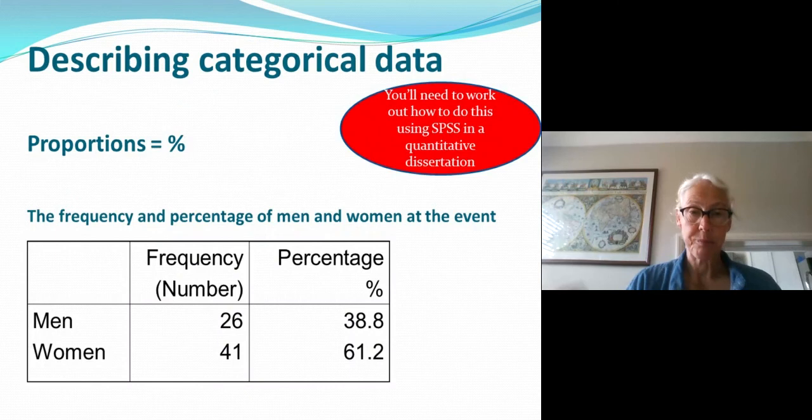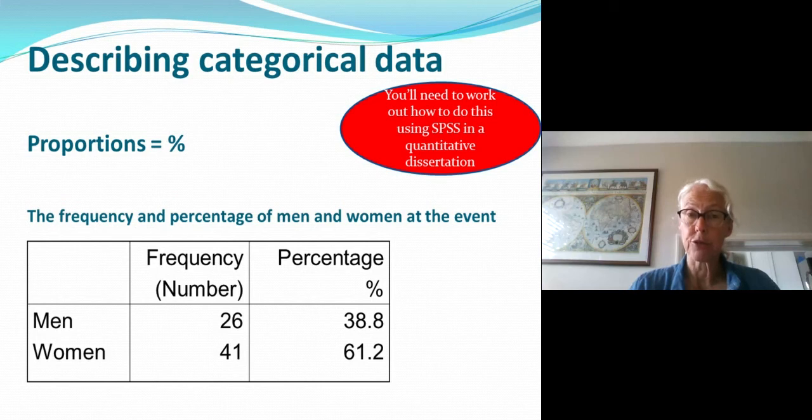So, first thing we might do is use some proportions. In SPSS, these are called frequencies. So the frequency and percentage of men and women attending the event. Okay, so here in that example, you can see the men and women, the frequency is the number, there's 26 men, 41 women, and then we can put that into percentage terms. So 38.8% were men, 61.2% women.